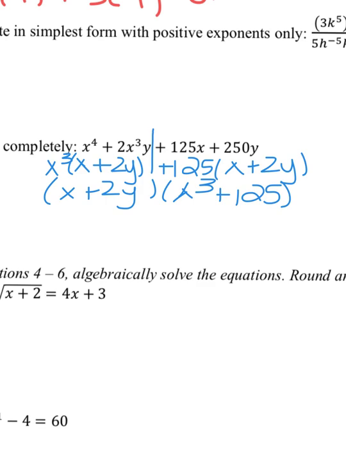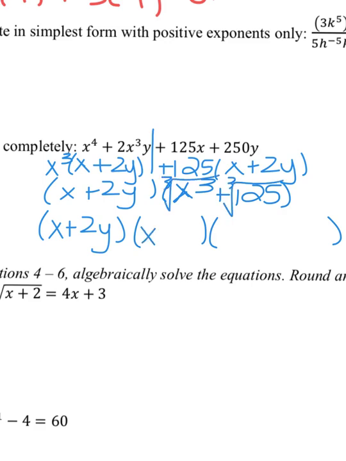Now, because this says factor completely, you have to make sure that there's nothing else that you can do. You can't do anything else with x plus 2y. However, x cubed plus 125 is the sum of 2 cubes. So you can do sum or difference of 2 cubes. You are going to have a small set of parentheses and then a big set, so you have a binomial and a trinomial. You take the cube root of each one. The cube root of x cubed is x. The cube root of 125 is 5. We will worry about the signs after.